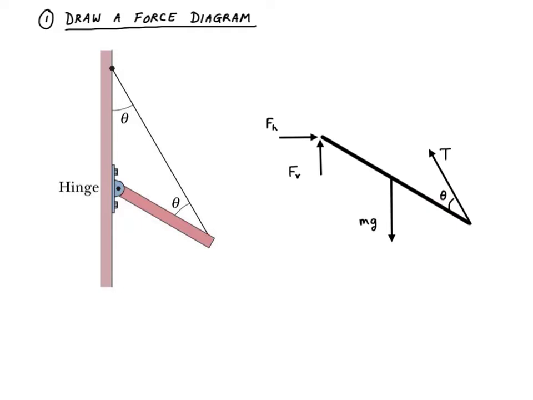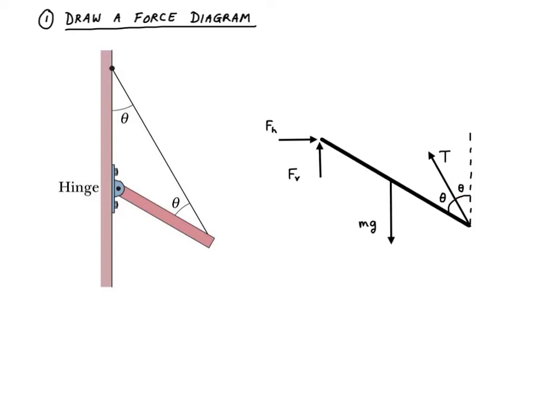So one thing we see is if this angle here is theta, which is the angle between the vertical and the cable, then this angle over here between the vertical and the cable here should also be theta. Now we're ready to apply Newton's second law for linear and rotational motion to keep this beam stationary and in equilibrium.